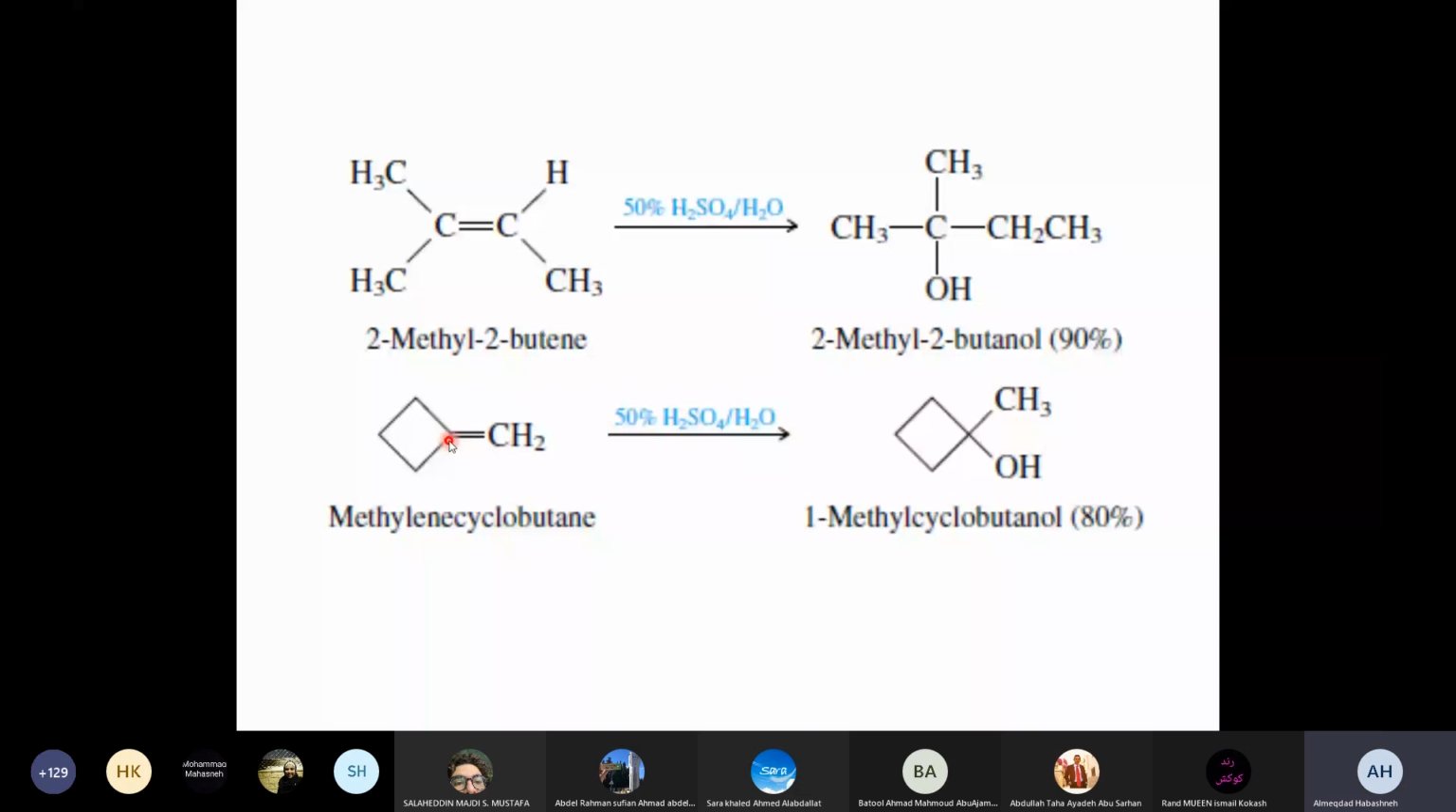Okay guys, H is added to this carbon, which becomes CH3 instead of CH2, and this carbon is connected to OH. Done?